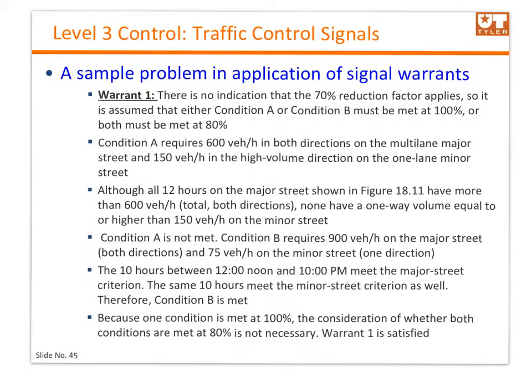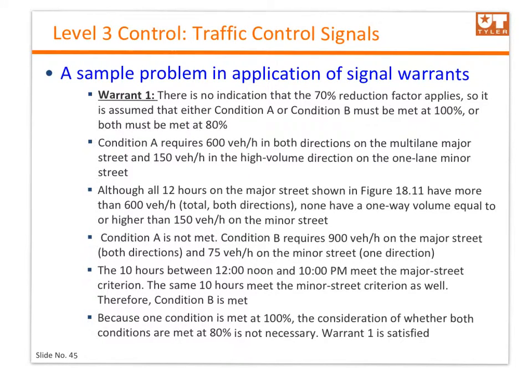So warrant 1, if you go back to warrant 1, we had this table with condition A and B. You would notice that there is no indication that the 70% reduction factor applies. So it is assumed that either condition A or condition B must be met at 100%, or both must be met at 80%. There is no indication again for the middle case, where we have a small community or speed more than 40 miles per hour.